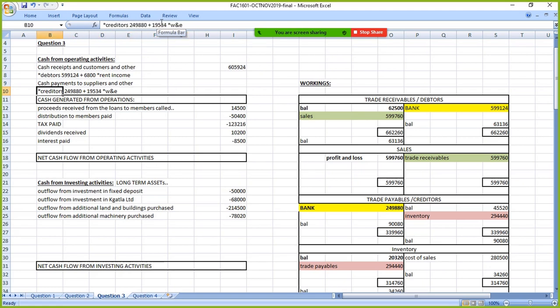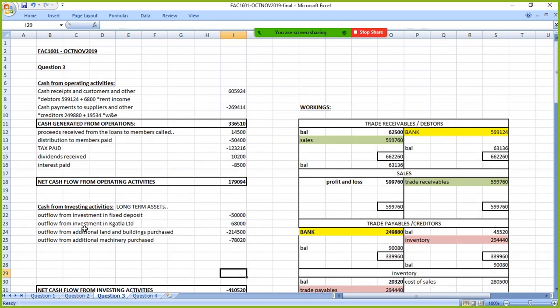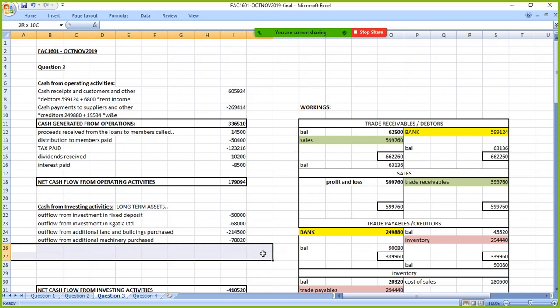Okay, so your receipts, your payments, cash generated from operations, obviously the net amount. Okay, then you're going to add and subtract here. Right, there's the net cash flow from operating activities. All right, investing activities. Okay, sum up. All right, and that's it. That was the question. Is that okay? Does it make sense? Are you happy with the cash flow?